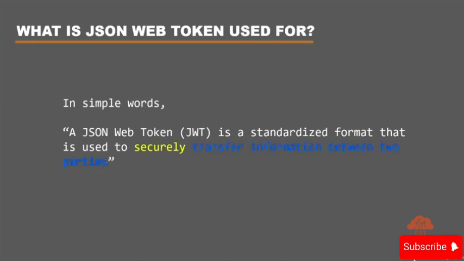Now, when I say securely transfer information between two parties, it doesn't mean that a JSON Web Token can have confidential information. What it means is you can use JSON Web Token to identify whether the person who is requesting specific information is authorized to access the information or not. We also mentioned that JSON Web Tokens are used to transfer information between two parties. So these are the two key properties of a JSON Web Token. 1. Exchange information. 2. Ensure that the information is exchanged between two authorized parties. So that's a JSON Web Token.